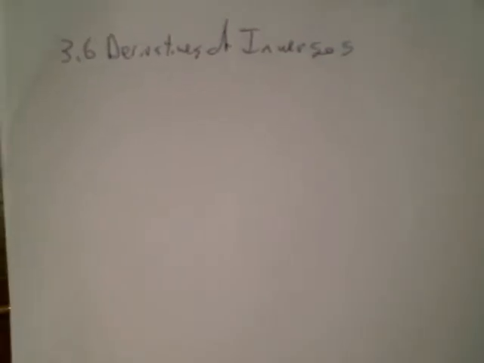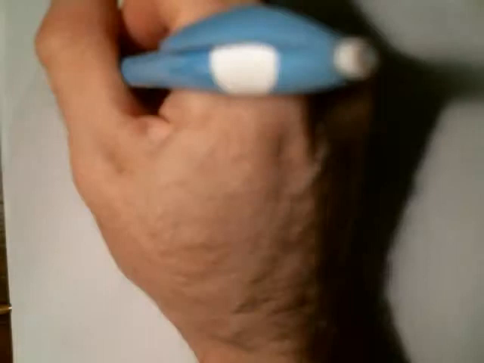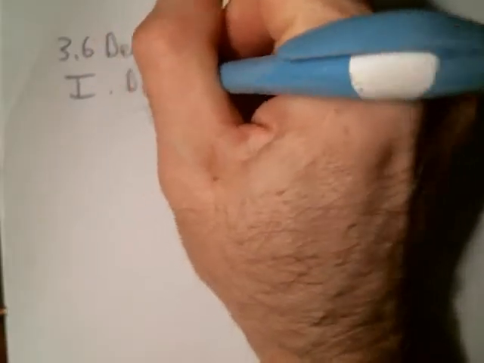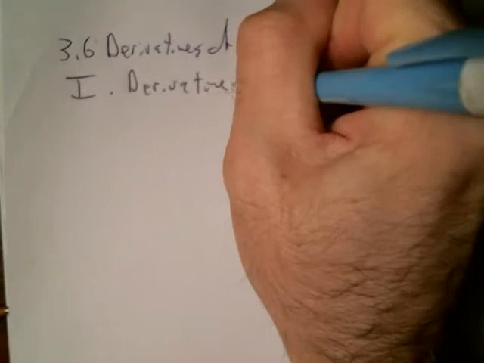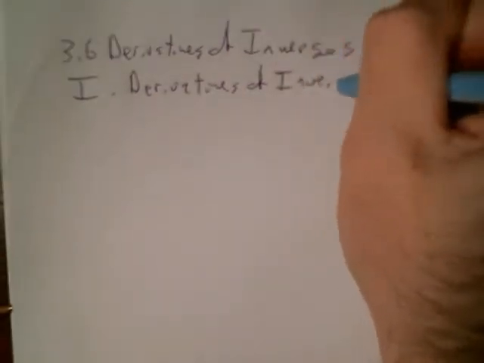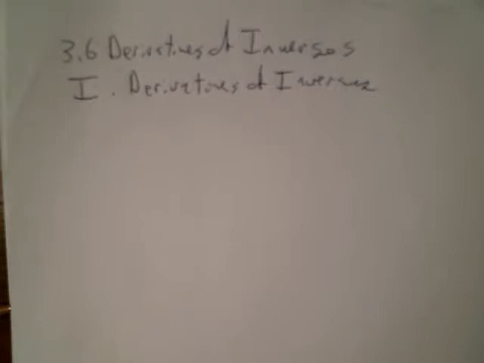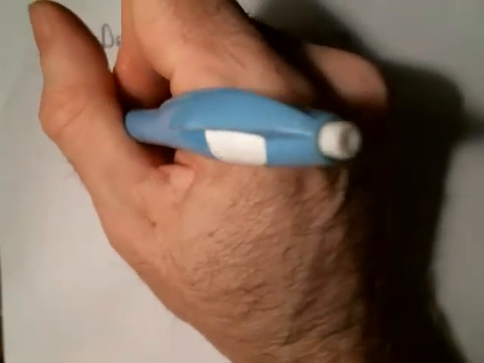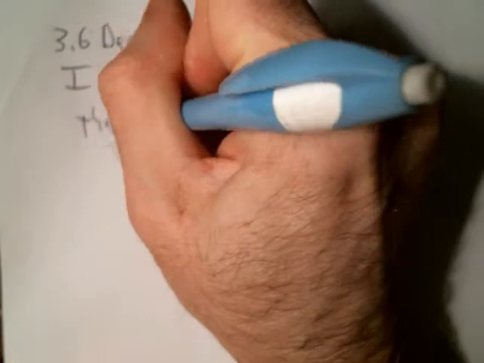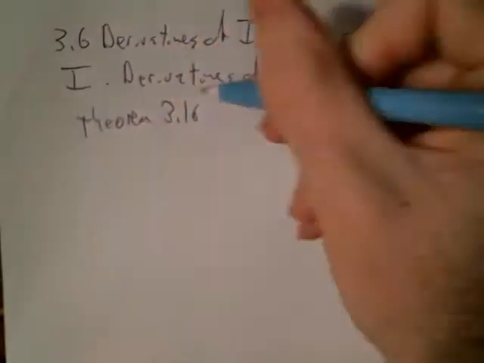Basically, if a function is continuous, f has to have an inverse, obviously. In that case, if f is continuous, its inverse is also continuous. This is stated in theorem 3.16. It's proven in the book.